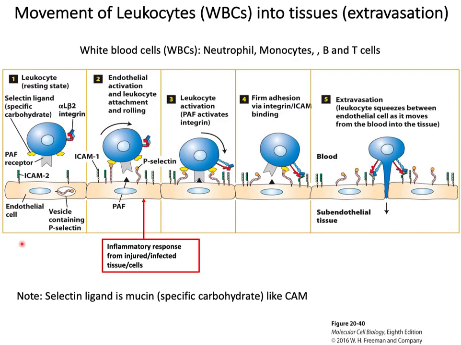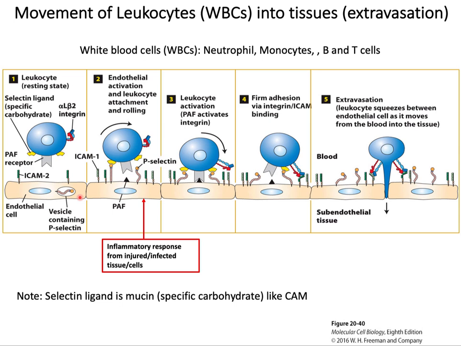So in this diagram, what you have are endothelial cells here in the beige, which line the blood vessel. And on the surface of these endothelial cells are the ICAM1 and ICAM2. These are the members of the immunoglobulin superfamily of cell adhesion molecules. And within the endothelial cells, there are vesicles that contain another adhesion molecule, P-selectin.